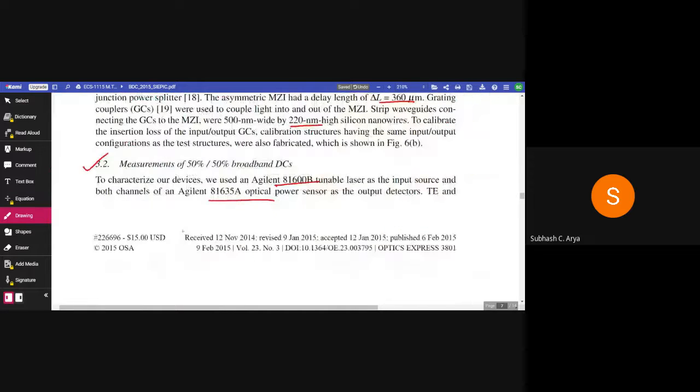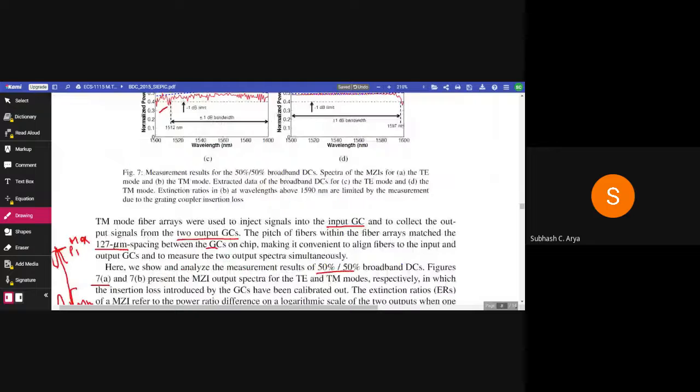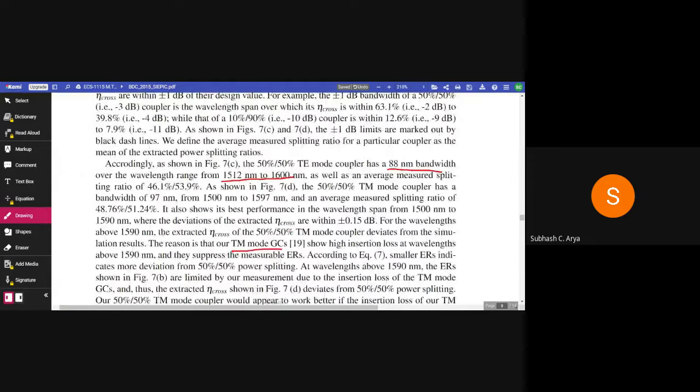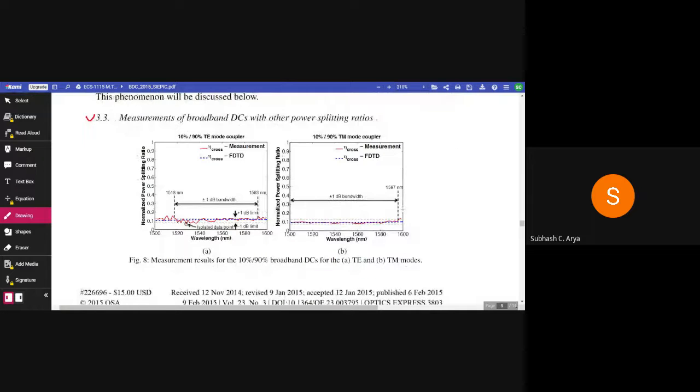Now coming to our section 3.3, which we have to start: measurements of broadband directional couplers with other power splitting ratios. So here in figure number 8 we can see the measurement result for 10% to 90% broadband directional coupler for TE and TM mode. So this is for TE, sorry, and this is for TM mode.